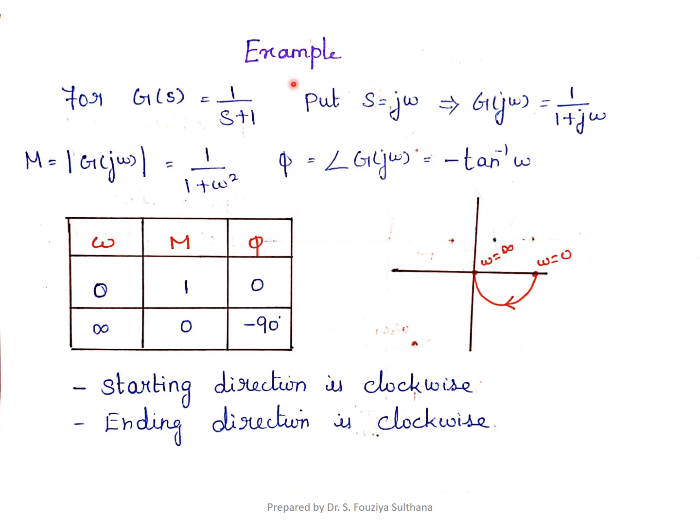So in the given example, there is only one pole which is near to the imaginary axis. So the direction will be the clockwise direction. If we check with the phase angle, the difference between the phase angle at ω = 0 and ω = infinity is positive. So the ending direction is also the clockwise direction. So this is how the plot will look like.